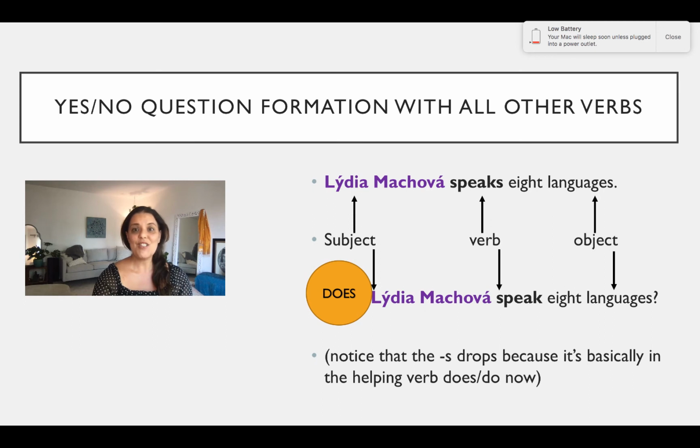And also, please notice that the S drops in the verb because with the main verb, we just use the base form. We don't say speaks anymore. We use the base form speak. The S essentially is in the do support.